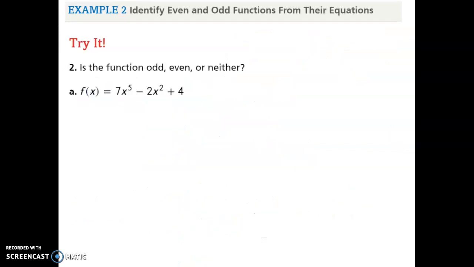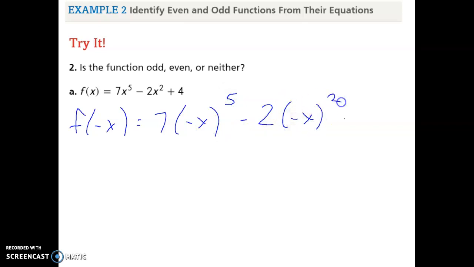Okay, last one. Let's test this one. So I'm going to put negative x in place of all of my x's. Negative x to the fifth, negative x to the second. All right, now let's simplify. Using what we just talked about, I can see that I have an odd exponent right here and an even exponent right here. When I have an odd exponent, it's going to work out to be negative. Positive 7 times negative x to the fifth, that's going to give me negative 7x to the fifth.